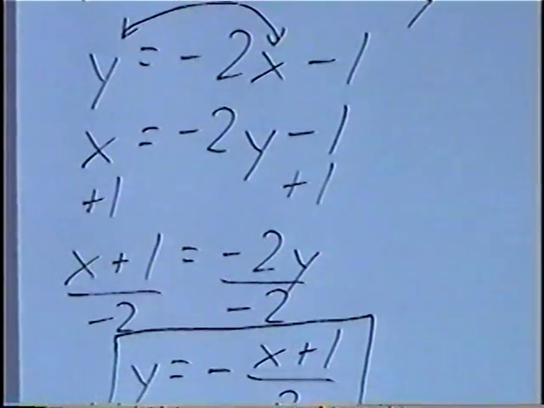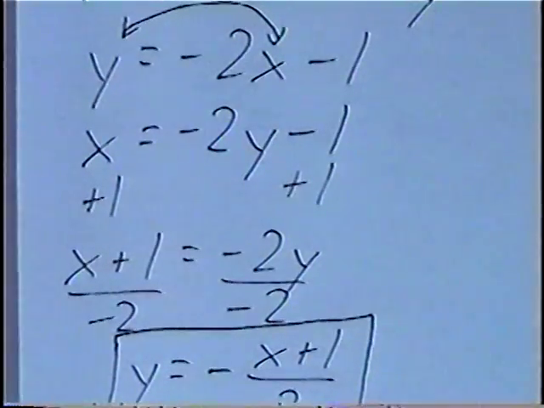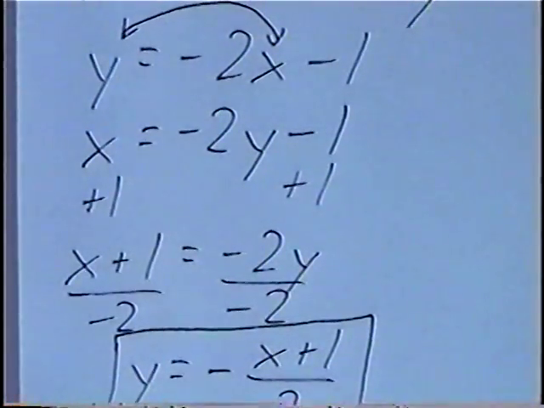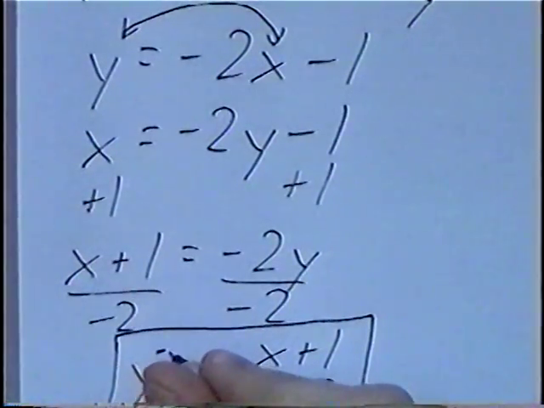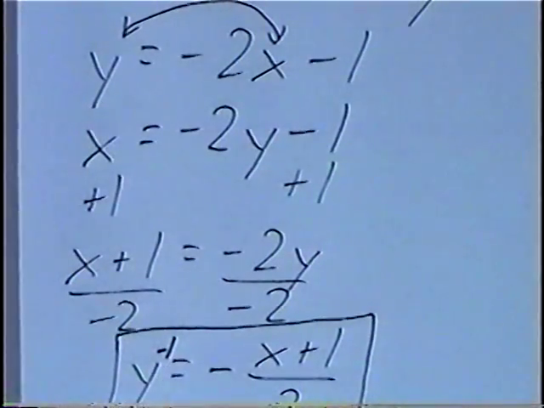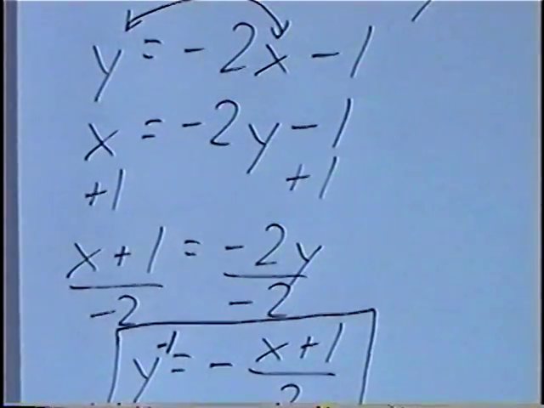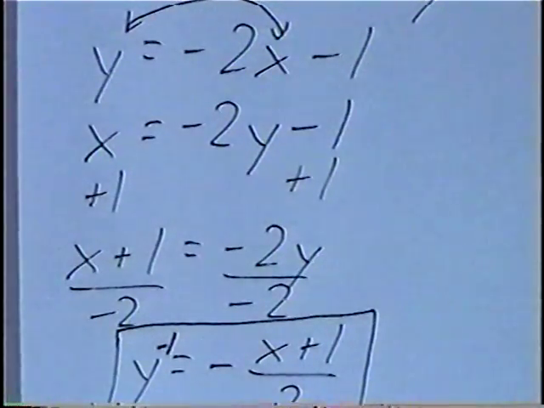To write this in proper notation as an inverse, since y was originally equal to -2x minus 1, instead of the final answer being y, this will be the inverse of y, which we can write as a -1 exponent. So y to the negative first power is the inverse of y equals -(x plus 1) over 2.